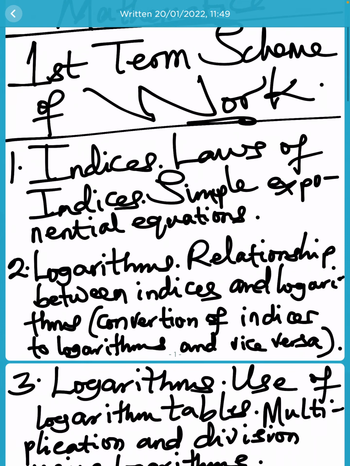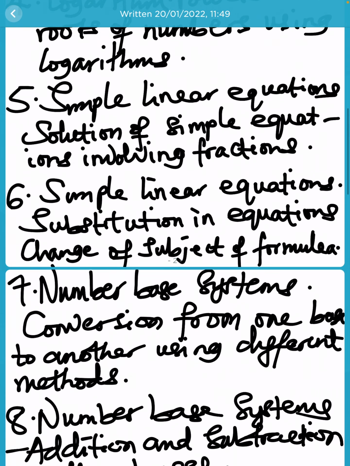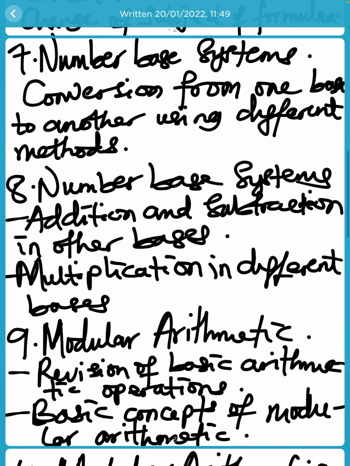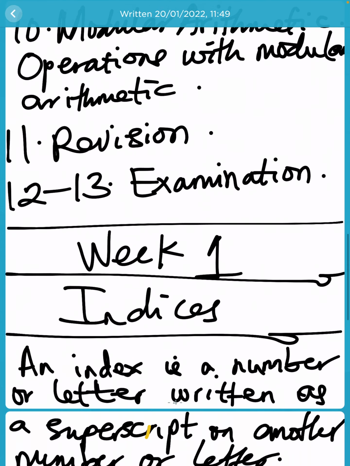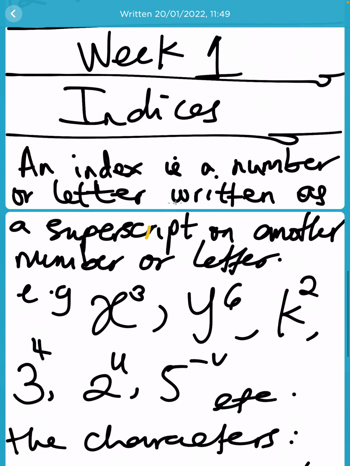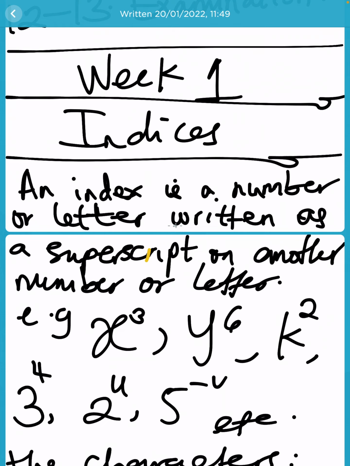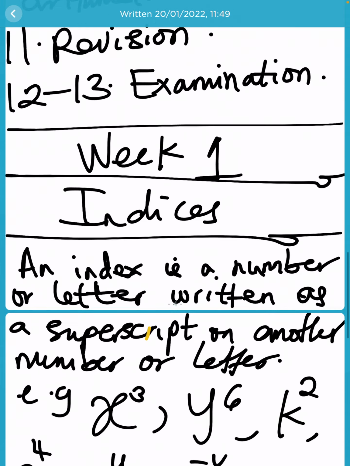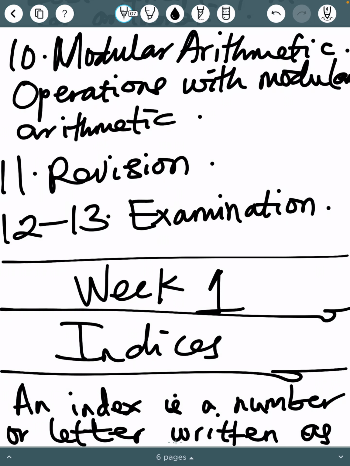Start with indices, logarithms, simple linear equations, number-based systems, modular arithmetic. Sometimes we add variation, sometimes we do variation in second term. Depending on how fast the students are, we are going to cover everything that should be covered in the SS1 mathematics scheme. But let's just start with this for first term. If we get to finish it quickly, we can add variation to it somewhere around here.